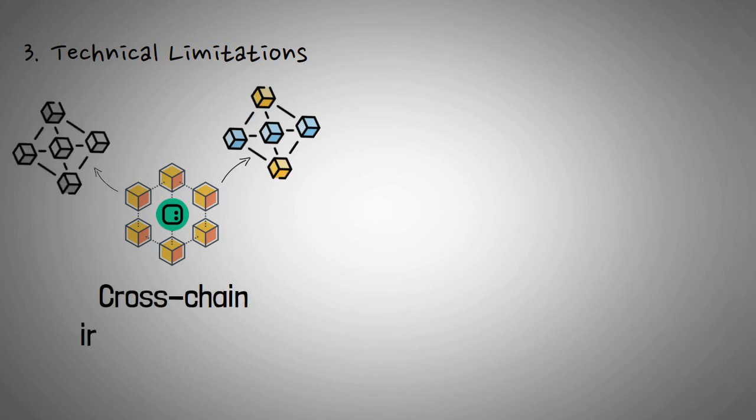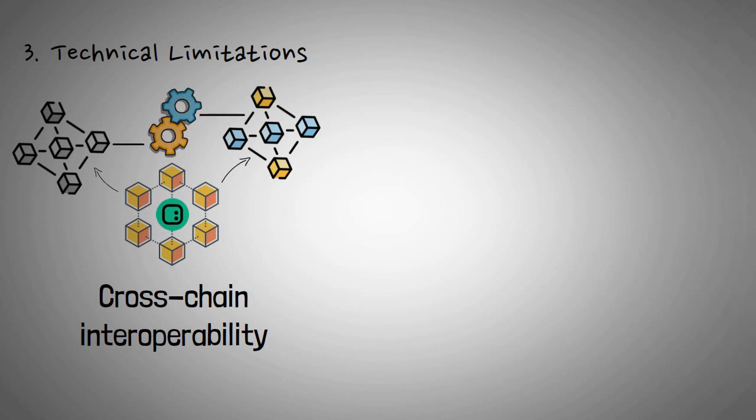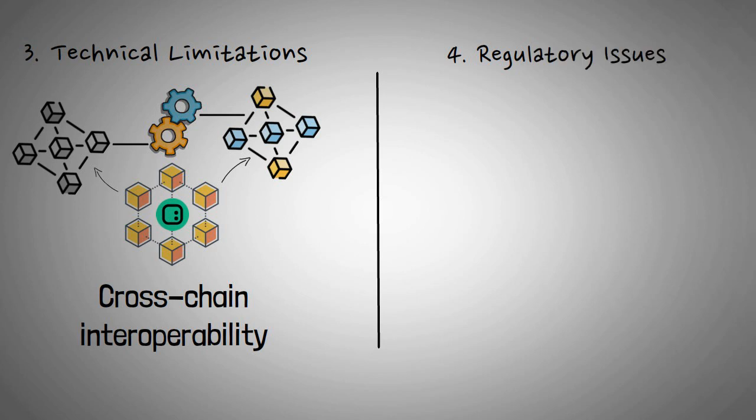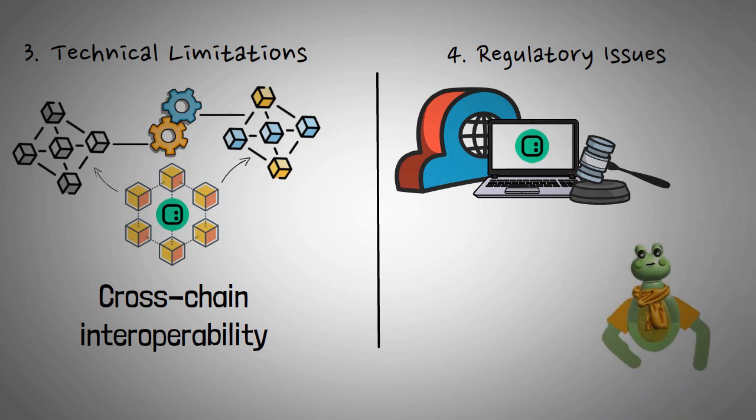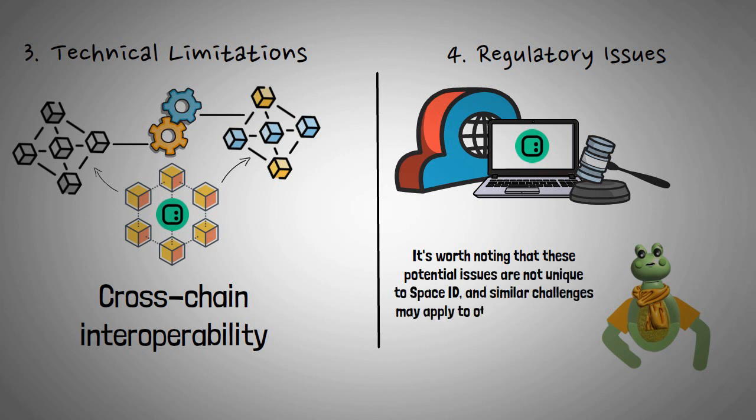Third, technical limitations. While the Space ID protocol is designed for cross-chain interoperability, there may still be technical limitations or challenges in integrating with certain blockchains or dApps. This could affect the functionality or usability of the platform. And lastly, regulatory issues. Domain name registration and management is a highly regulated industry, and there may be legal or regulatory challenges that could impact the viability of the project. But it's worth noting that these potential issues are not unique to Space ID, and similar challenges may apply to other projects in the Web3 domain space.